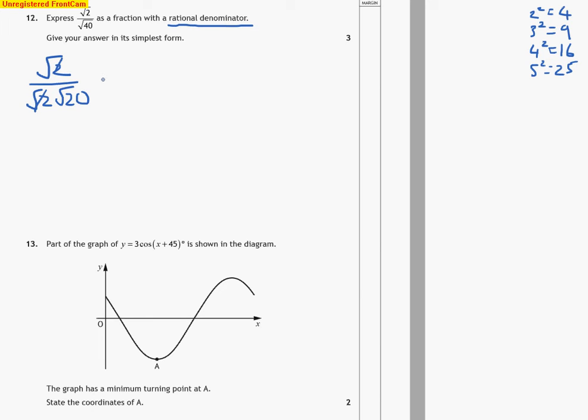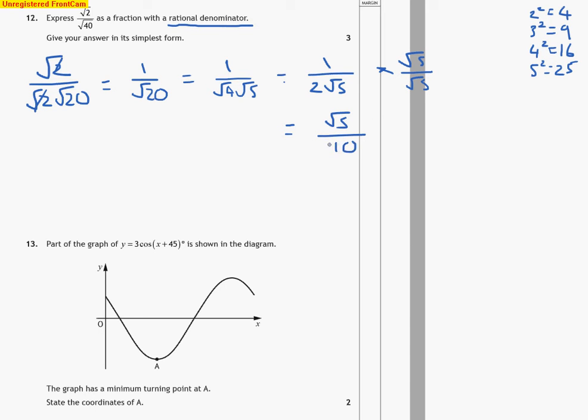So now we've got 1 over root 20. When you take that further again, we could say 1 over root 4 root 5, which is 1 over 2 root 5. And then we just have to times the top and bottom by root 5 to get rid of that. Times by root 5, times by root 5. So we're left with root 5 over 2 times 5, which is 10. Yeah? So, that's another way of doing it.